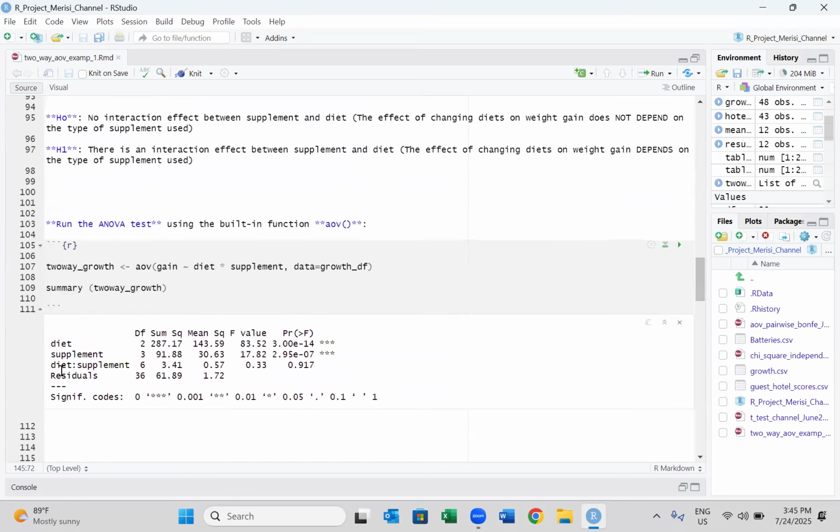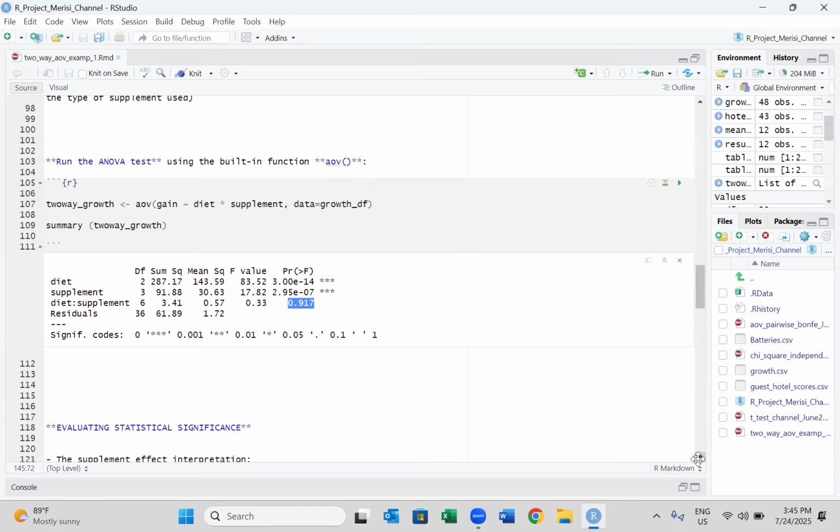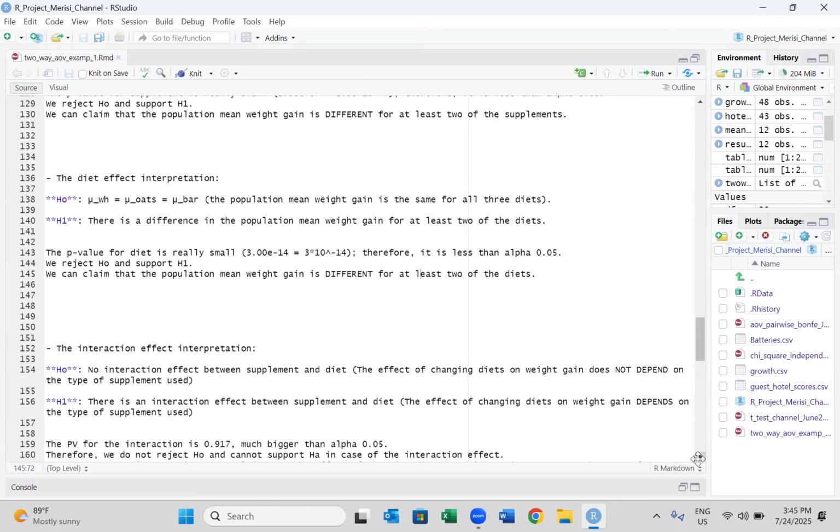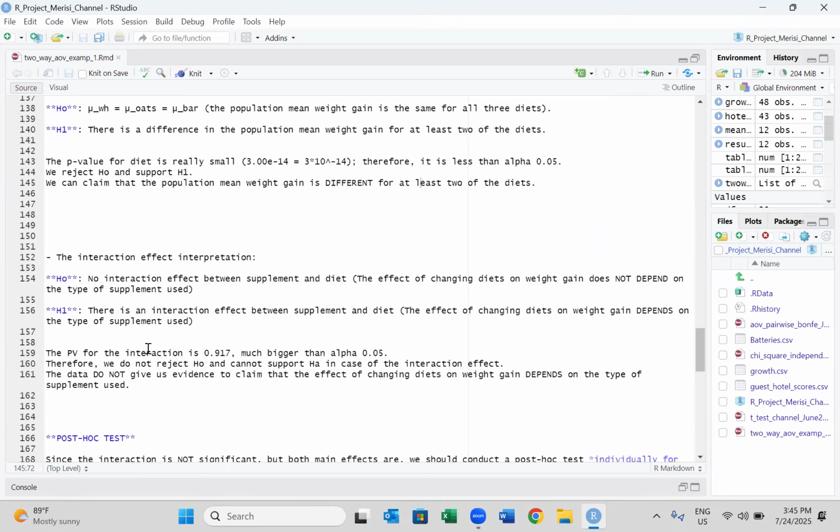The interaction is not significant. This is the row for the interaction, guys. You can see that the p-value is way, way above alpha. P-value greater than alpha, we cannot reject H0. And if you do not reject H0 for the interaction, what are you saying? Well, you're stuck with this conclusion: no interaction effect. So the effect of changing diets on weight gain does not depend on the type of supplement.